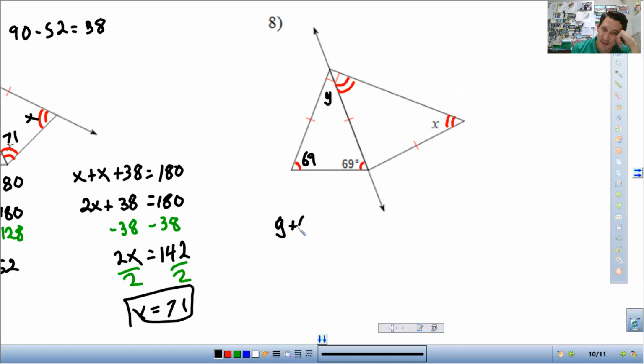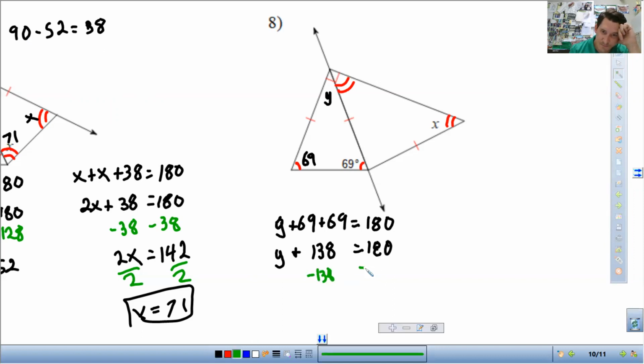So y plus 69 plus 69, those three angles need to add up to 180. Y doesn't add with anything, so just bring that down. 69 plus 69 is 138. So subtract 138 from both sides. You get y is equal to 42. So this is going to be 42 up here.